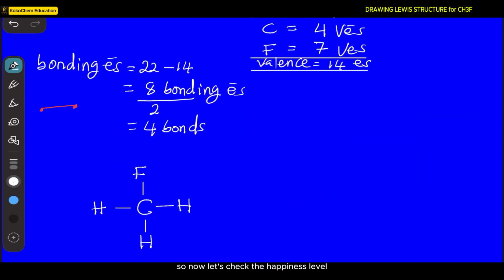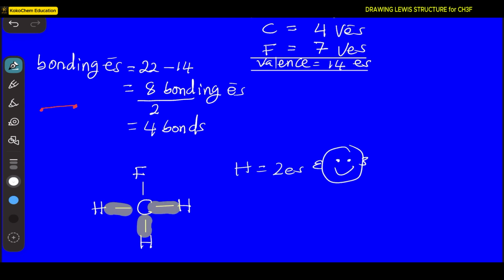Now let's check the happiness level. Hydrogen only wants 2 electrons, and the single line means they have 2 electrons. So it means that hydrogen is happy. Carbon wants 8 electrons to be happy, and carbon already has 4 single bonds around it. So that means carbon also is happy because it has an octet.